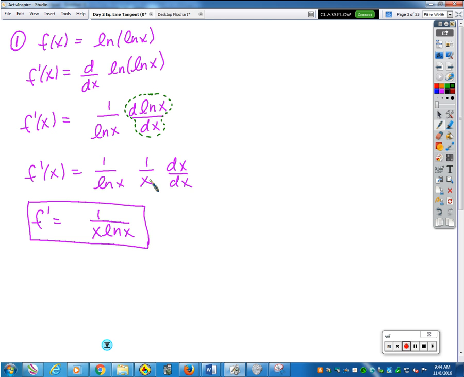Explain that last one again. I was kind of confused. It says here the derivative of ln of x, the ln rule says the derivative of ln of something is 1 over the something, times the derivative of the something. Oh, okay. That makes a lot more sense.